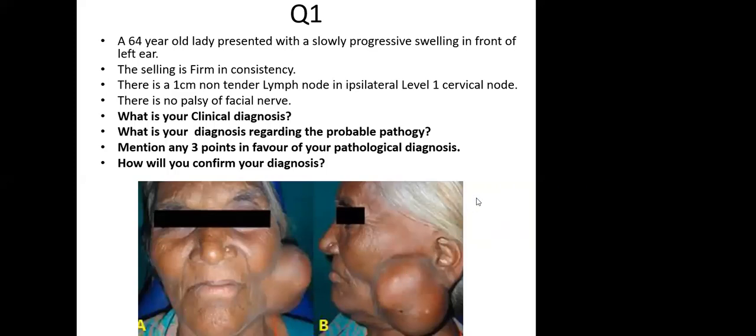Okay, Neha, see, in an OSCE, as sir has said, you are always required to make a very specific answer. You have said the perfect answer, but I would like to frame your answer as, what is your clinical diagnosis? My clinical diagnosis is a parotid swelling, or a left-sided parotid swelling, full stop. Probably malignant will be the maximum that I will comment. Because the next question is, what is your diagnosis regarding the probable pathology? Then you are at a loss of words around what to mention, isn't it? Okay, so please proceed.